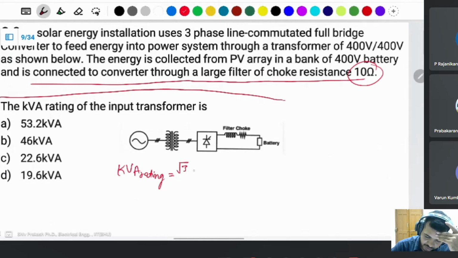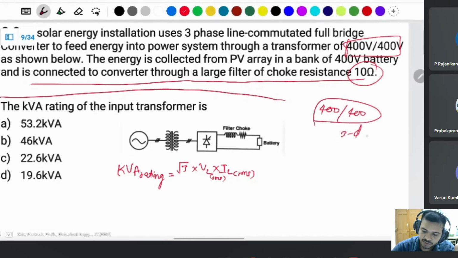root 3 VL IL in RMS, not peak or average. This will also be RMS. If a transformer rating like 400, 400 is given anywhere, it means the three-phase line RMS value. It is always mentioned as the standard thing. If there is a single phase, it's the same thing, single phase RMS voltage.